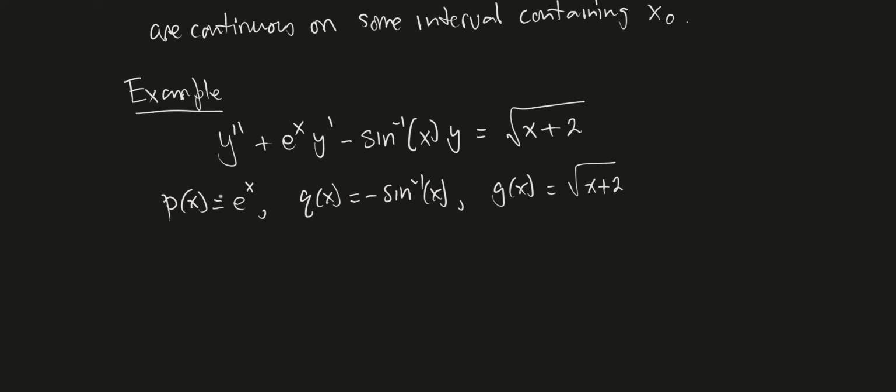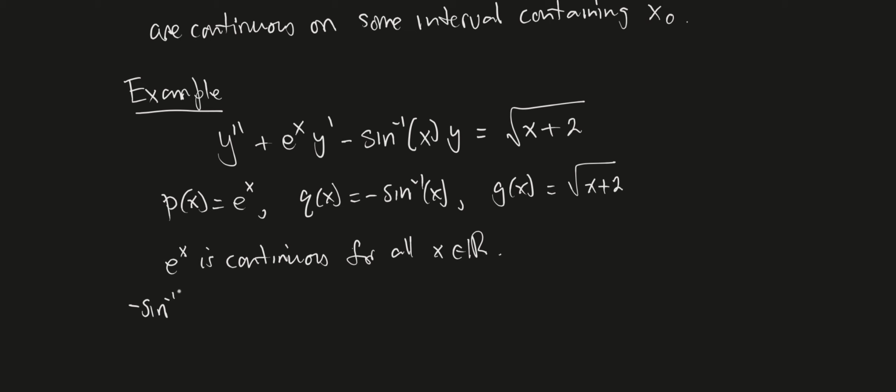Okay, so let's start with the e to the x. Well, this function is always continuous, right? So e to the x is continuous for all x in the set of real numbers. So there's no limitation on this as far as, well, that would be imposed by having this as a coefficient, right? The arcsine function, however, is different, right?